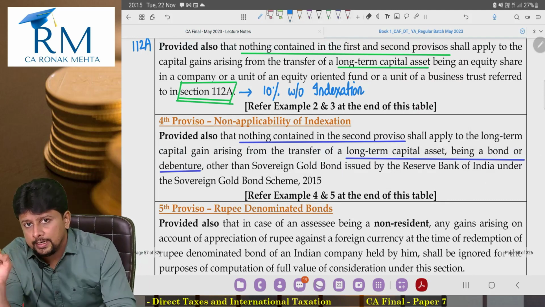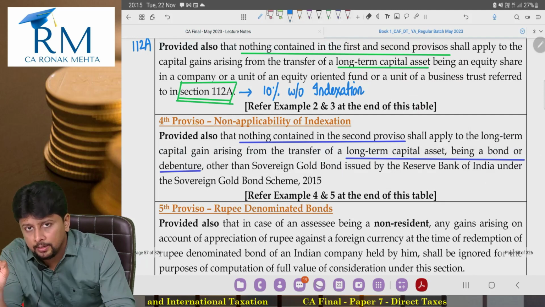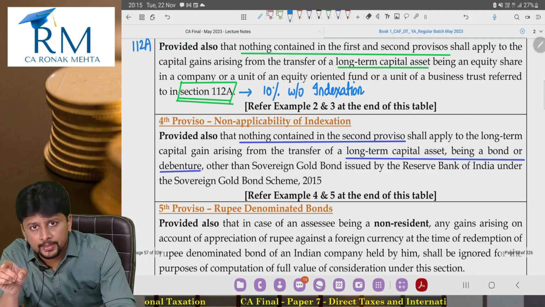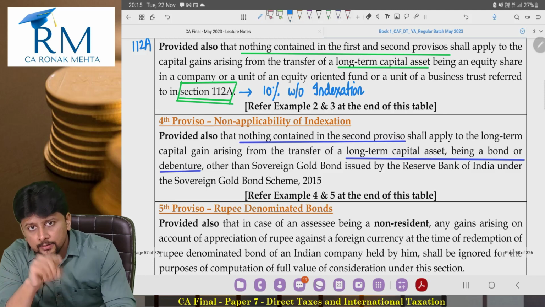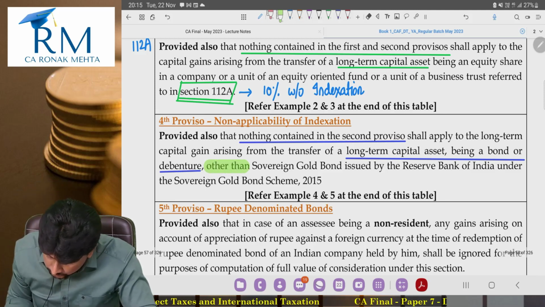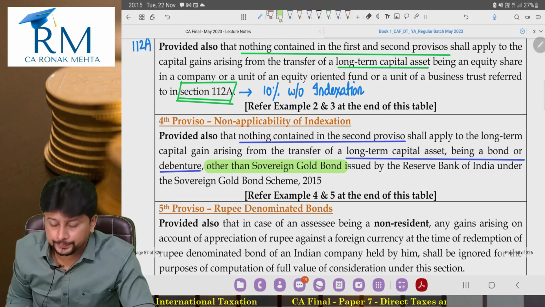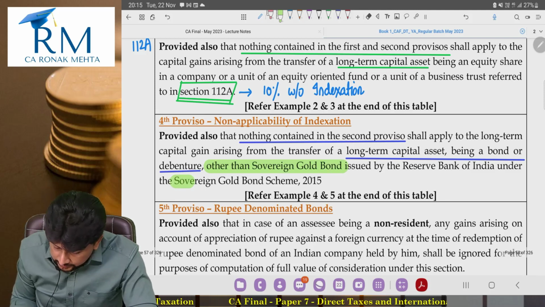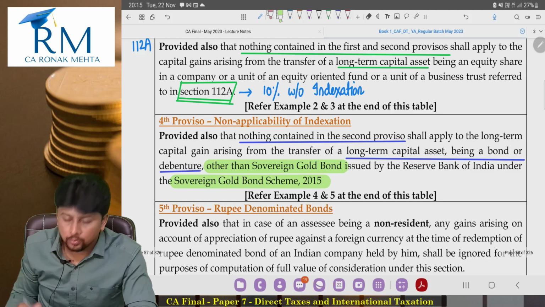Nothing contained in the second proviso shall apply to long-term capital gain from long-term capital asset being bond or debenture other than sovereign gold bond issued by the Reserve Bank of India as per sovereign gold bond scheme.